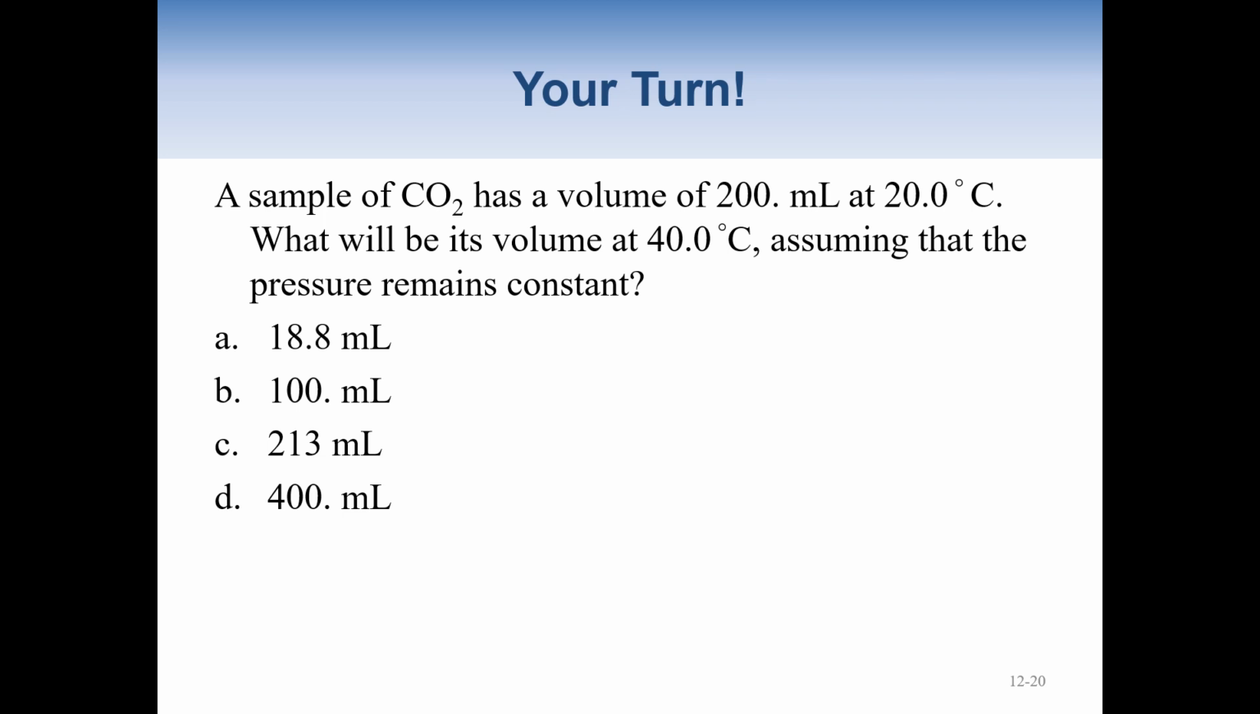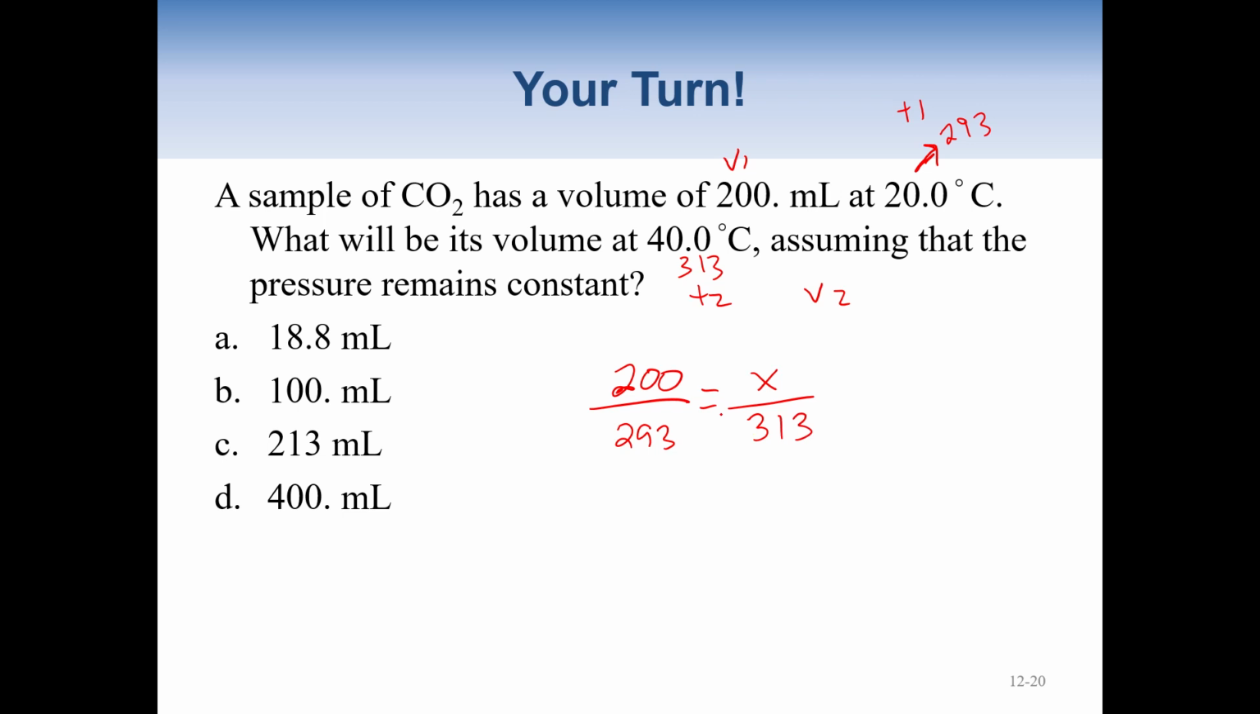Okay, so if you recall, we have to convert these Celsius to Kelvin. So 273 plus 20 is 293. 273 plus 40 equals 313. So we have our V1, T1, T2, and we're looking for our V2. So V1 over T1, 200 over 293, equals V2 over T2.